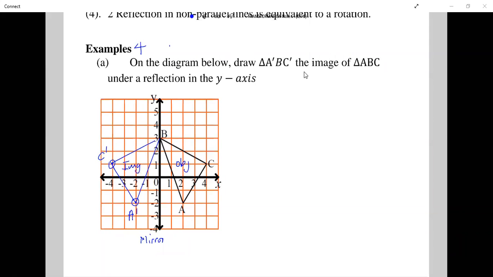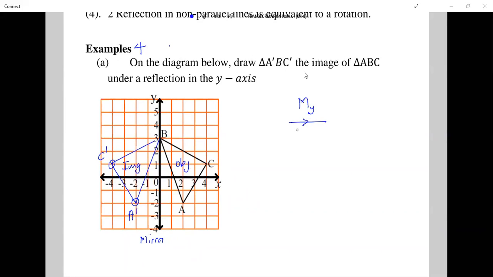All right, what did I use in order to come up with the image? I use this fact. In a reflection, the object and image are the same distance from the mirror line on either sides of the mirror line. All right, can I just point out something before you move on? Note here, the point A in a reflection in the y-axis, that's how you would write it, because M is the symbol for reflection, for mirror.